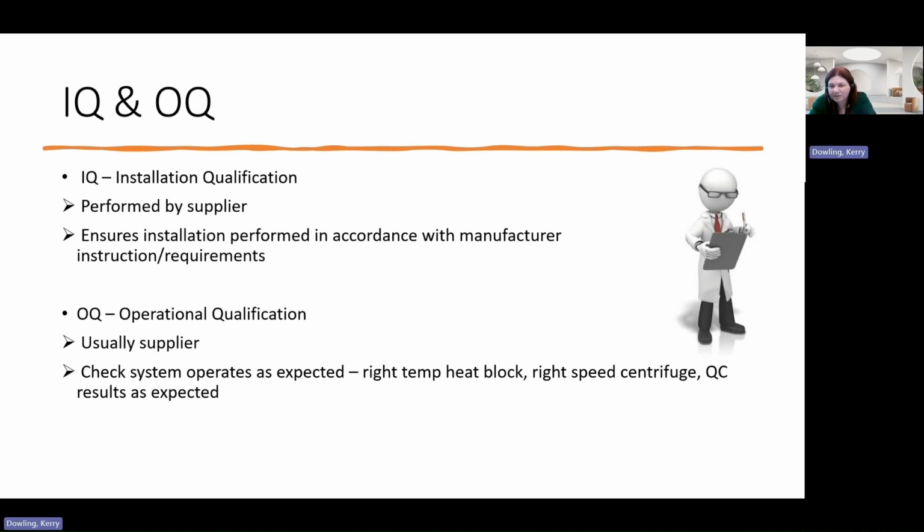Steps in validation. So Tim touched on this. So your IQ, your installation qualification, usually performed by the supplier, whatever it is, whether it's an analyzer or an IT system or whatever. And what that does is ensure that the system has been installed in accordance with the manufacturer's requirements. The next step's an operational qualification or an OQ. Again, usually the supplier. And that checks that the system operates as expected from their point of view. So if it says the heat block must be 37 degrees, that the heat block actually is 37 degrees within their expected range, and so on.